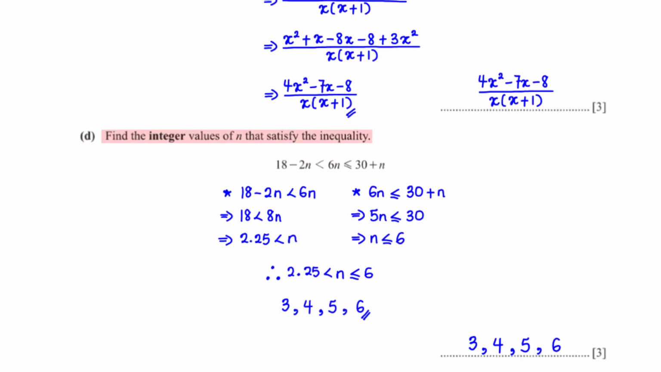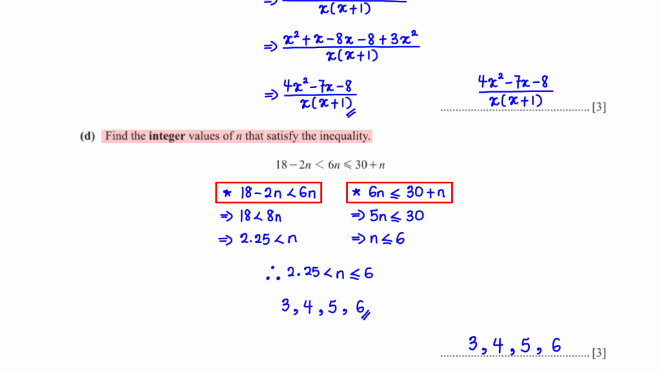Find the integer values of n that satisfy the inequality: 6n is greater than 18 minus 2n and less than or equal to 30 plus n. First, we need to split the inequality into two. So we have 6n is greater than 18 minus 2n, and 6n is less than or equal to 30 plus n. Let's start simplifying the first part.